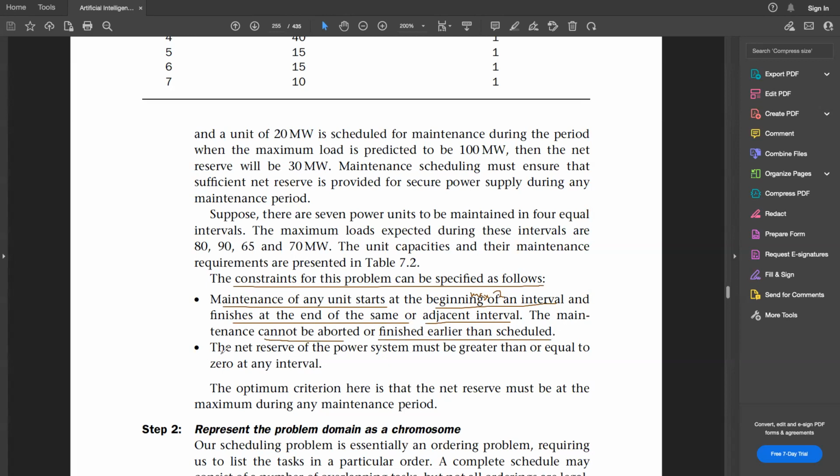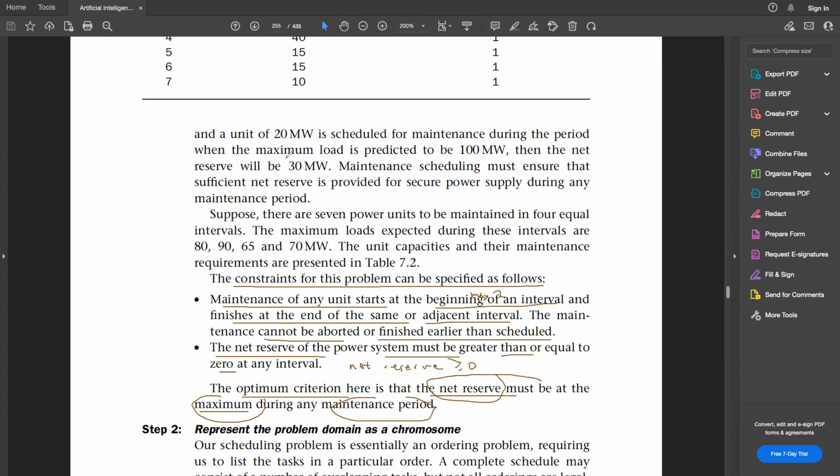Then the second constraint is that the net reserve of the power system must be greater than or equal to 0 at any interval. It cannot be less, otherwise the customers don't get any power. So the optimum criterion here is that the net reserve must be at the maximum. We must ensure that the net reserve is at the maximum during any maintenance period.